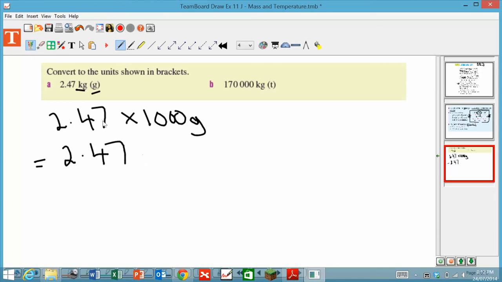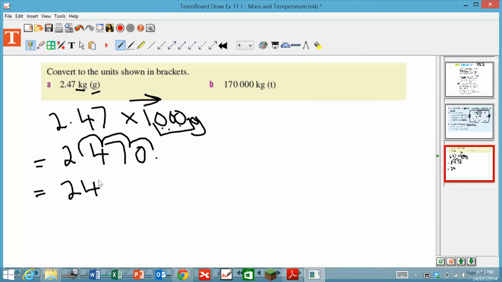Okay, so I've got my 2.47 multiplying. Which way does my decimal point move? Yes, to the right. How many spots? 1, 2, 3. So here's my decimal point, 1, 2, 3 spots. There's my decimal point. 1 space, put a 0 in there.